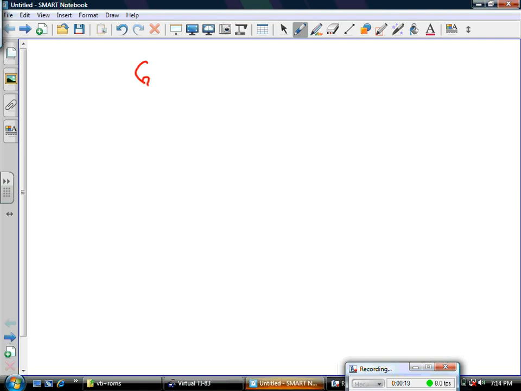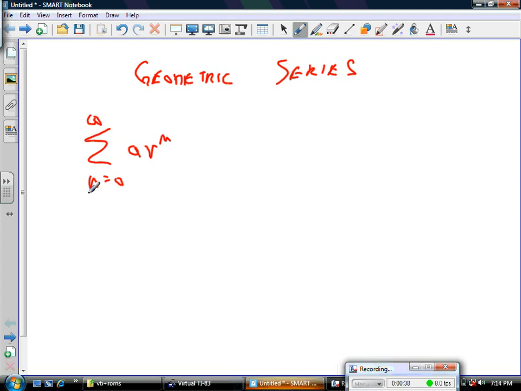All right, so a geometric series is of the form thus, okay? It's going to be the sum, as n goes from 0 to infinity, of a times r to the n, where a is some constant, r is some constant, and n is the variable. What does that mean? Well, if you plug in n equals 0, what do you get? What's r to the 0? 1. So 1 times a is a.